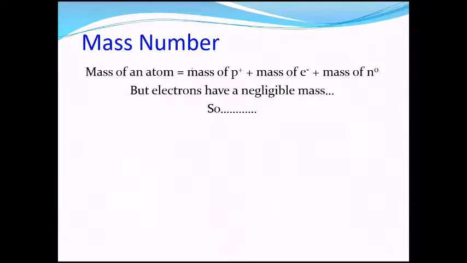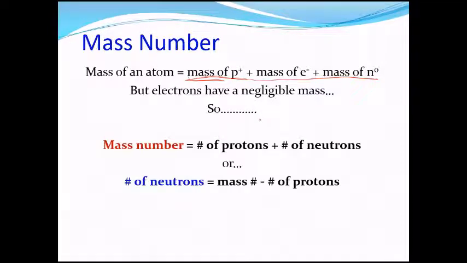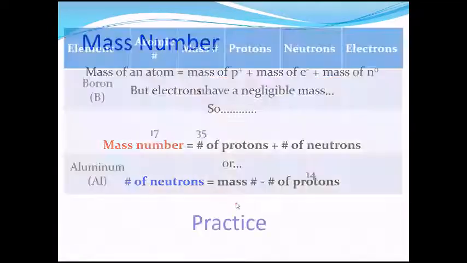Mass number. Technically, the mass should be everything in the atom, right? The electrons, the protons, and the neutrons. However, we just said that the electrons barely have any mass. It's negligible. So we factor them out and don't really care about them. The mass number, therefore, is going to be the protons plus the neutrons. You can switch that around. If you have the mass number and the protons, you can subtract to get the neutrons. Or if you have the mass number and the neutrons, you can subtract to get the protons. So you can use that any way, shape, or form you want to.